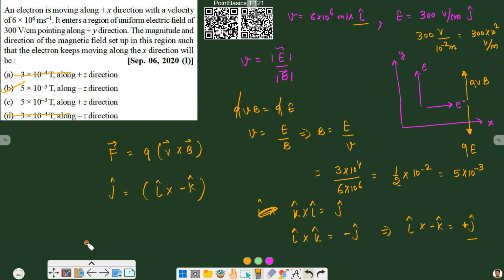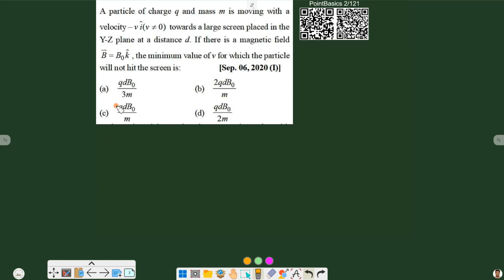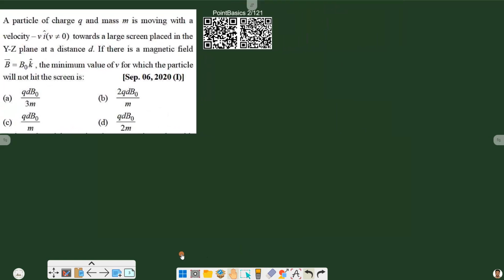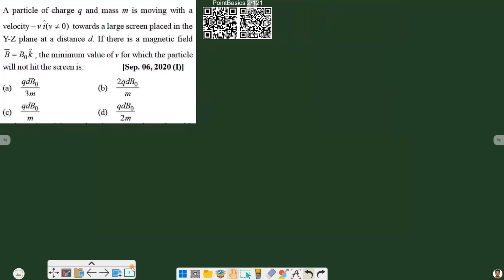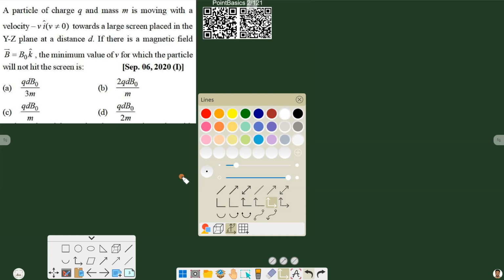Moving to the next one. A particle of charge Q and mass M moving with velocity negative v i, meaning in the negative x direction, towards a large screen placed in the yz plane at a distance d. If there is a magnetic field B is equal to B naught k, find the minimum value of v for which the particle will not hit the screen. So let's first slide it and draw the coordinate axis.